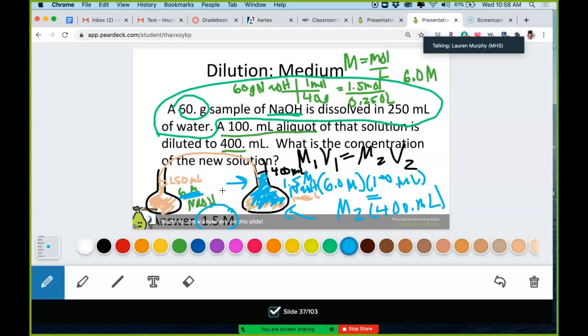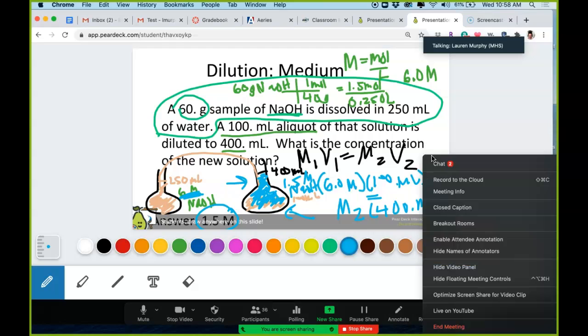More concentrated, less concentrated? Why? They took this concentrated solution and added a bunch of water to it. So its concentration drops.